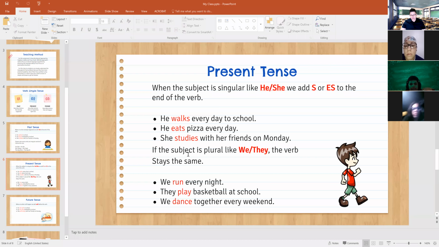And then we have when it's plural, like we, they, the verb will stay the same. And this is very important. Run, we run every night. See, it stays the same. We run every night. They play basketball at school. We dance together every weekend. See, exactly the same.